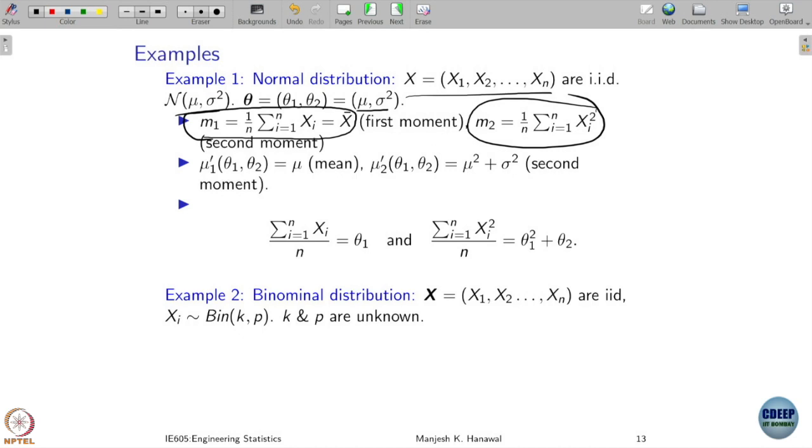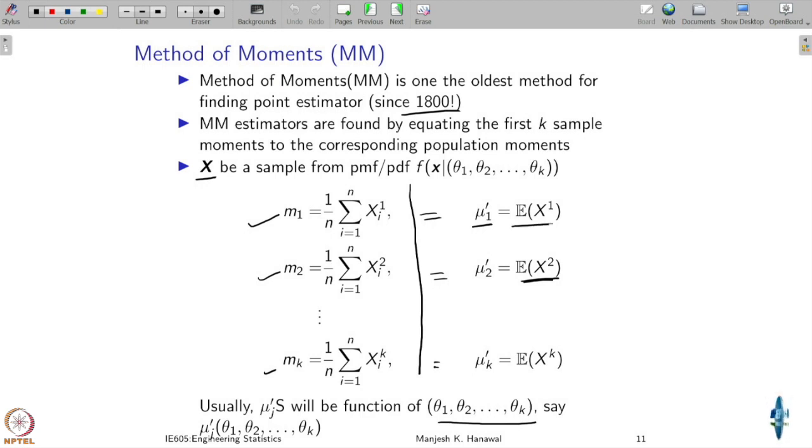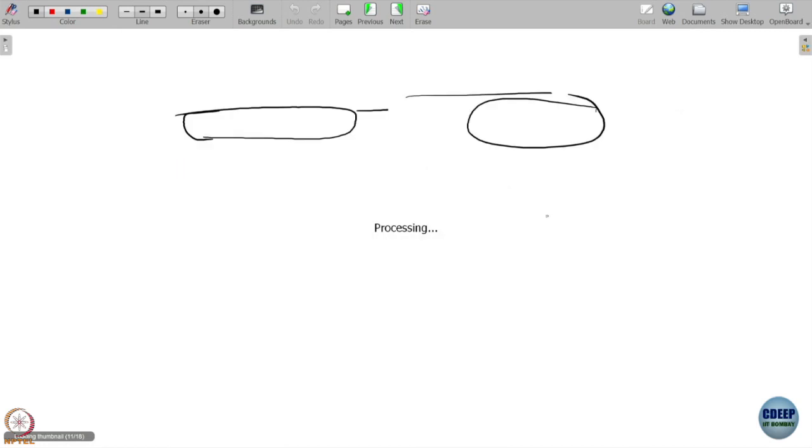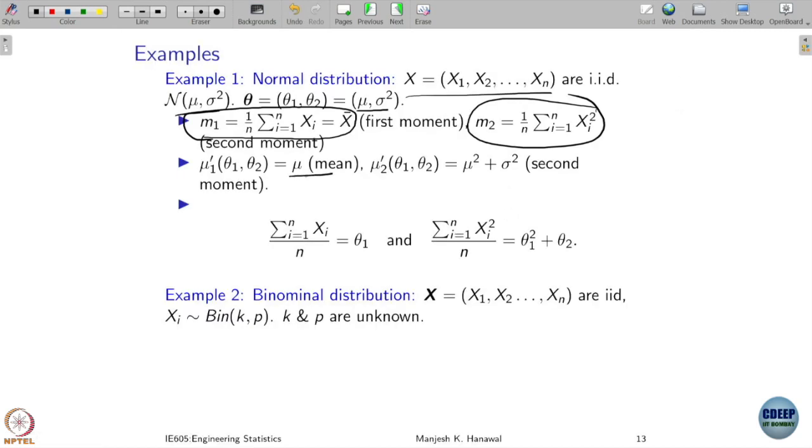Now I need to compute the true values. What is mu n hat in this case? It is the first true moment. What is the true first moment in this case? It is going to be mu itself, right? Which is actually theta 1. And now the true second moment, how is it related? It is going to be mu square plus sigma square, right?